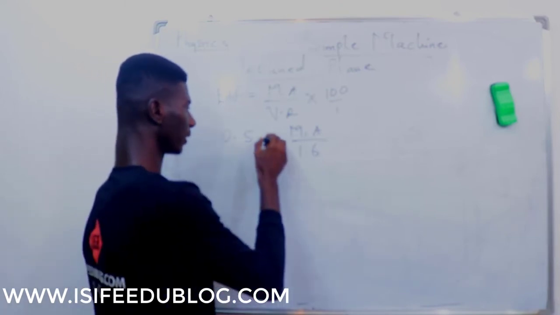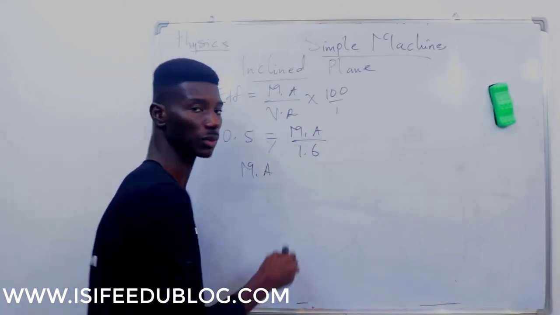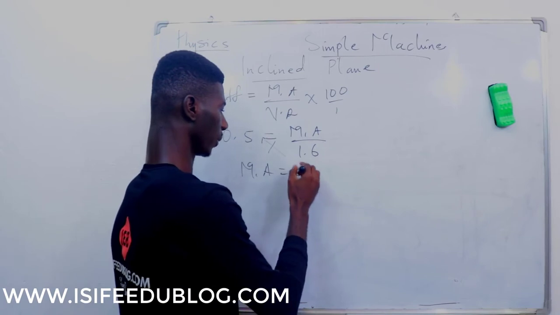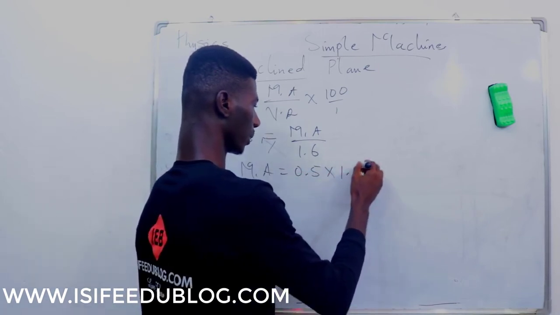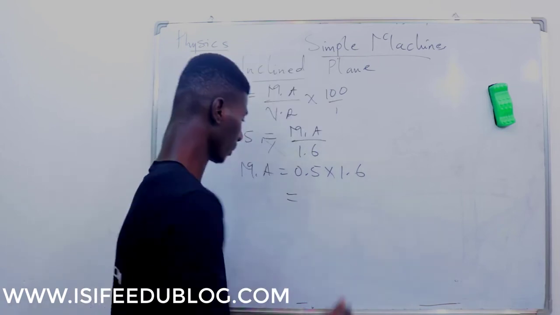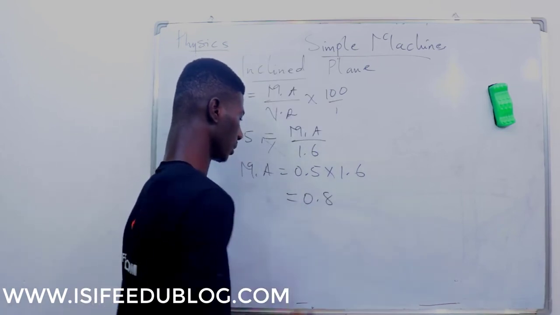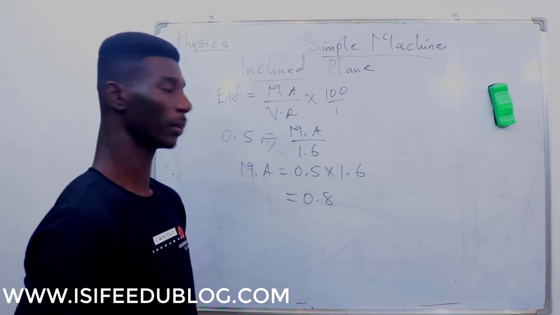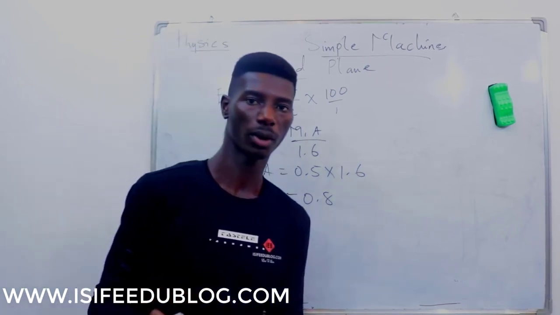So mechanical advantage becomes, if you cross multiply, 0.5 times 1.6, which will give us 0.8.